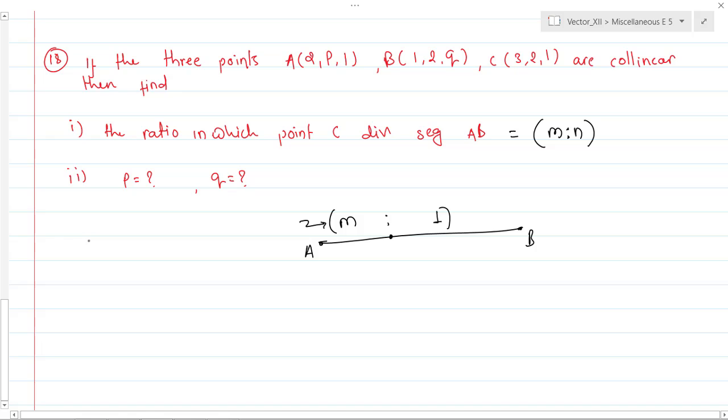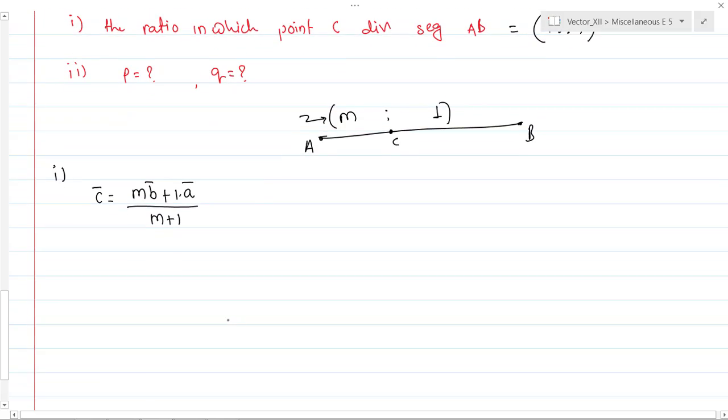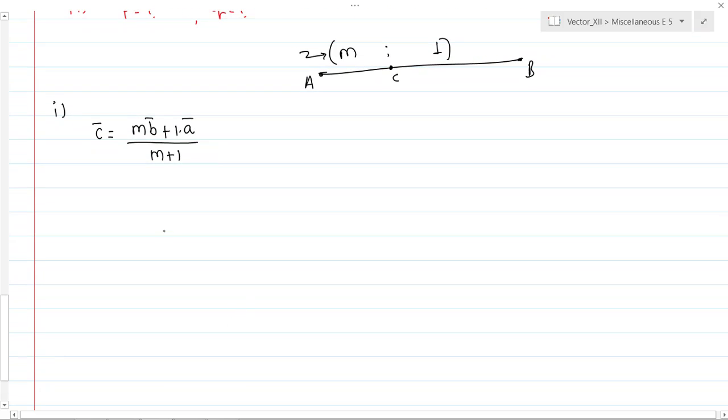So let's directly start with the first part. C is dividing the segment AB internally in the ratio m:1, then what will be the C position vector? C bar equals MB bar plus 1A bar upon m plus 1. This is the case we have. This is what we are assuming, that C is dividing internally in the ratio m:1. Now let's substitute the values of A, B and C. So C bar is nothing but, the coordinates of C are 3, 2, 1, so it is 3i plus 2j plus 1k.